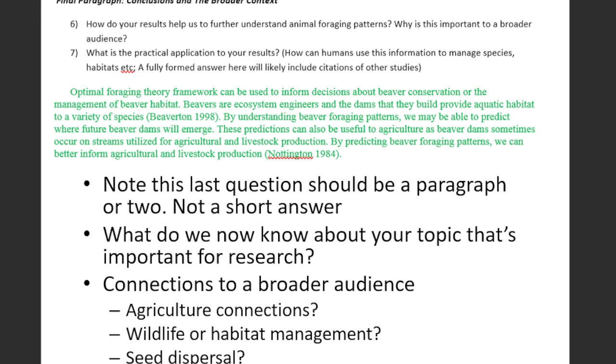What do we now know about your topic that is important to research? Connect to a broader audience. So agriculture, wildlife, or habitat management, and maybe like seed dispersal. Just connect to a broader audience.